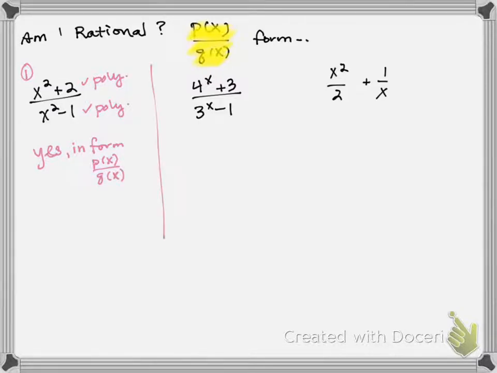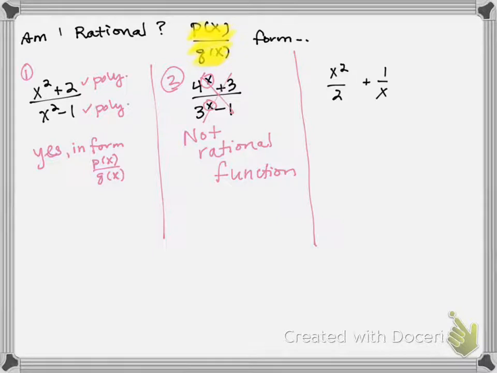All right, the second one here, 4 to the x plus 3 divided by 3 to the x minus 1. The fact that x appears in the exponent makes this an exponential function. Those are not polynomials. This will not be able to be expressed as a rational function. That's all you have to put for that one, is that it's not.